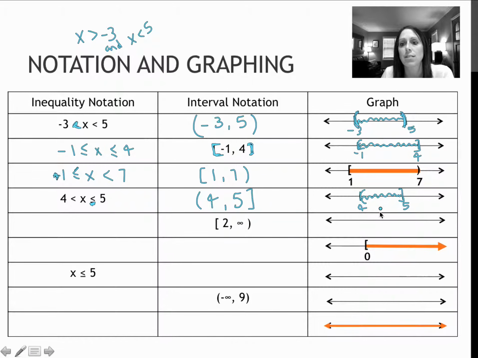Sometimes, just in case you see it in another way, you might see this graphed with an open circle at 4 and a closed circle at 5. That means the exact same thing.